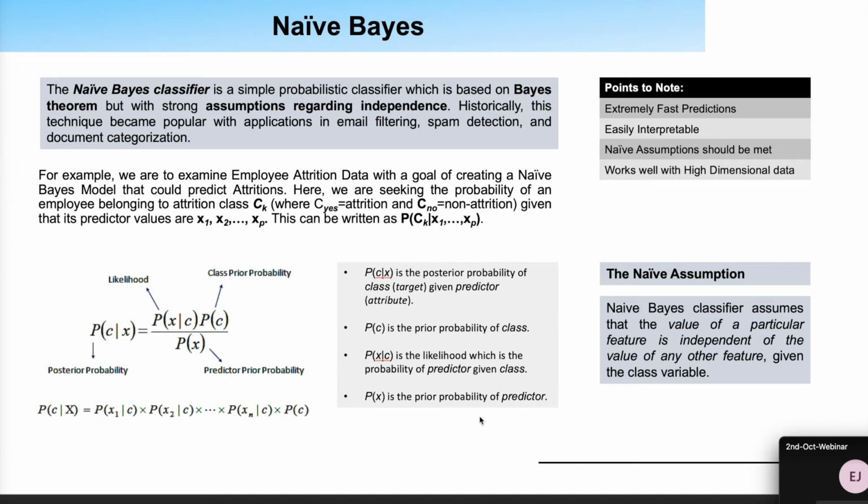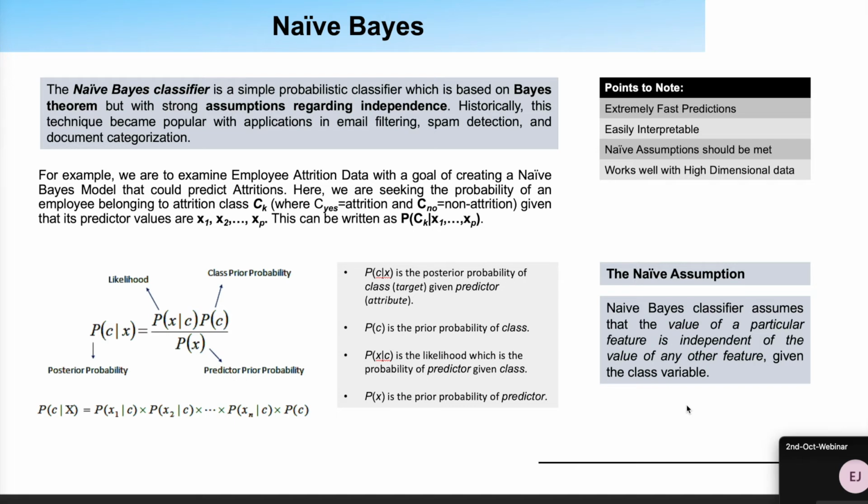this one, right? But before looking into the formula, we'll look into a assumption called the naive assumption. The naive assumption is mandatory for naive Bayes to be able to act on a particular set of data to create a properly working model. Now, the naive classifier assumes that the value of a particular feature is independent of the value of any other feature given the class variable.